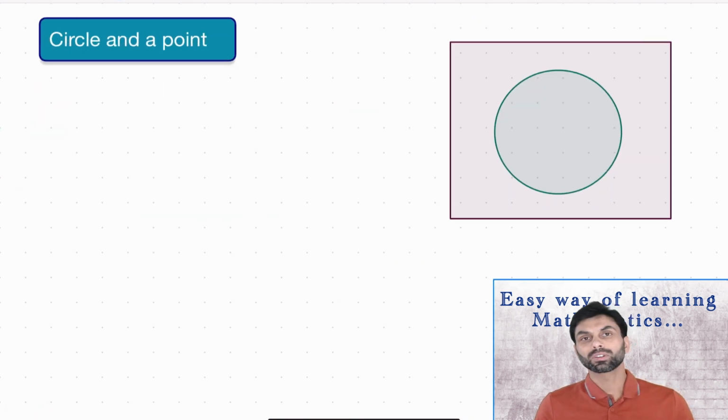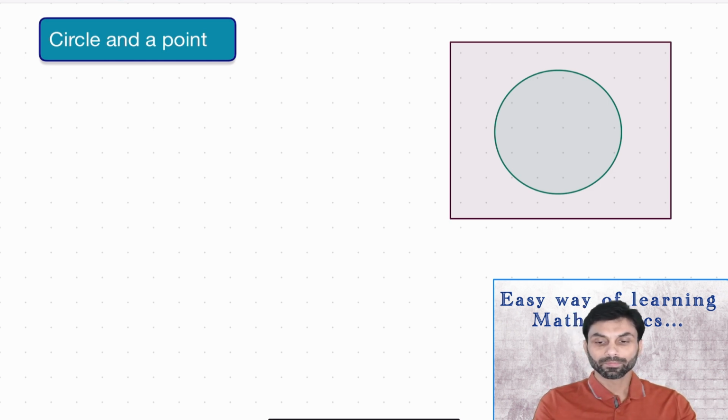Next, let's talk about circle and a point. Here we'll be talking about the location of a point with respect to a circle. When we place a point in a plane with respect to a circle, then a point can lie at three different places with respect to the circle. That will be interior to the circle, exterior to the circle, and on the circle.